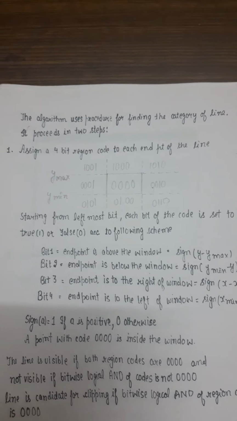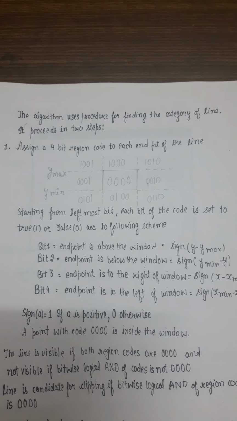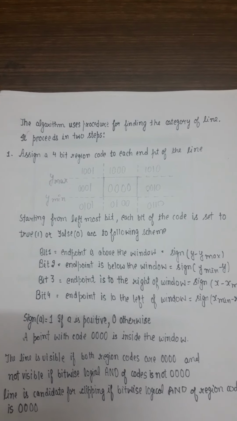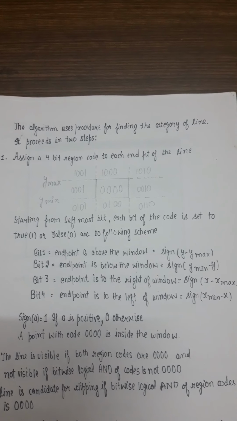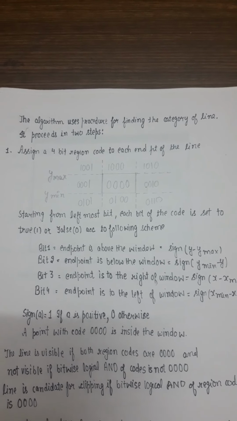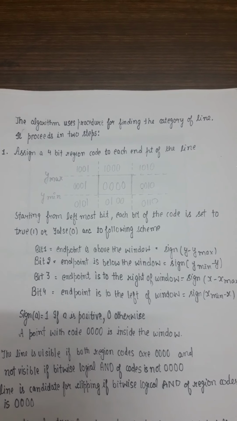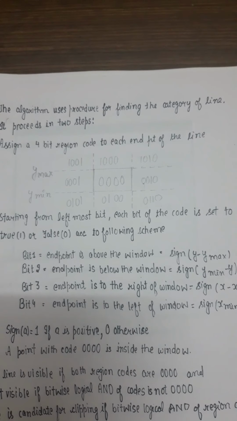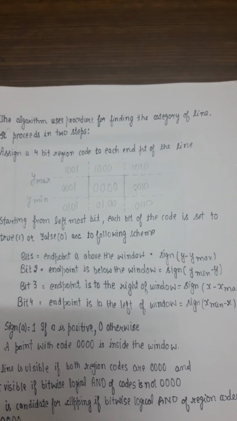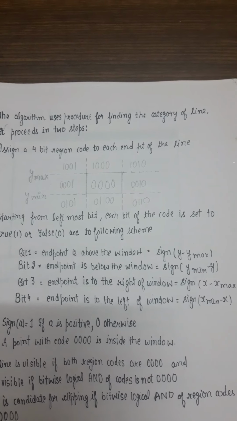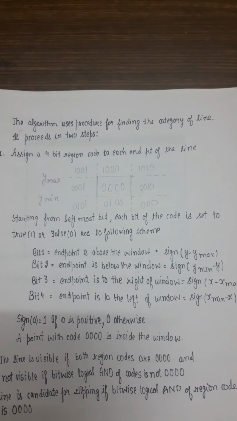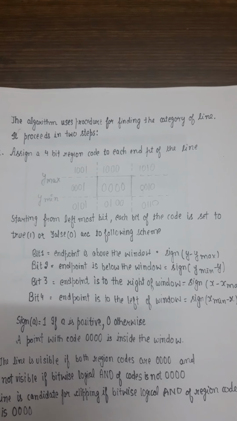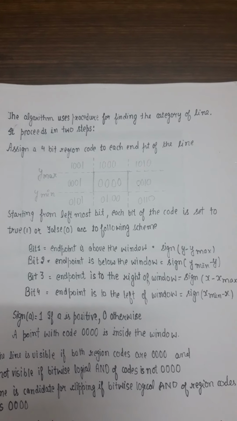Next, we will see how we can determine whether a line is visible, not visible, or a clipping candidate. For this purpose, the algorithm uses the following procedure, where we assign a 4-bit region code to each endpoint of the line. You can see in the diagram that 0000 is completely inside the window and the other values are outside the window. So if both endpoints of the line have the code 0000, that means the line is visible, right?